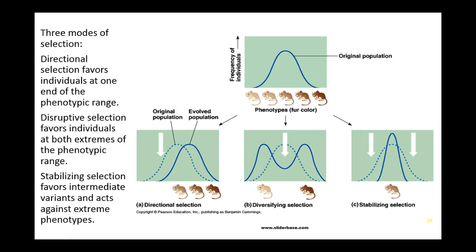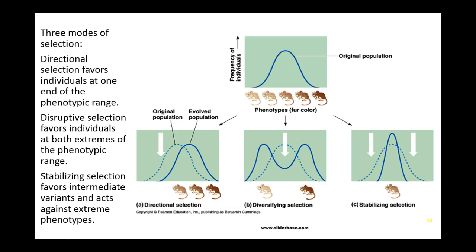So, three modes of selection with regard to reproduction: directional selection, disruptive selection, and stabilizing selection. With directional selection, you see the mice, the original population. You have a gradation of fur color from light tan to dark brown. The environment is changing, so maybe the darker color has an advantage, and they will be more likely to produce offspring. So that evolution will be toward the dark fur.